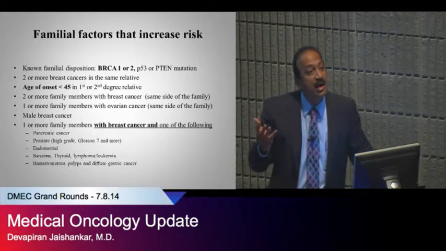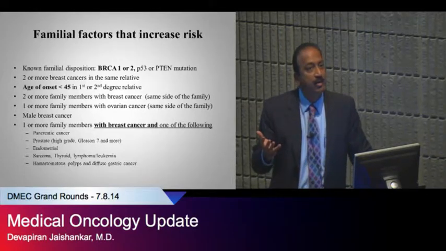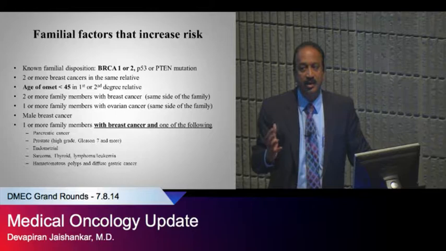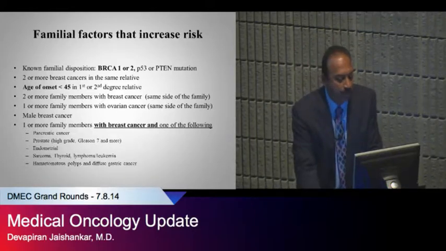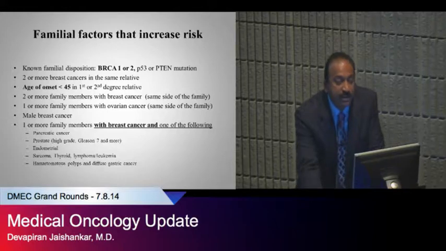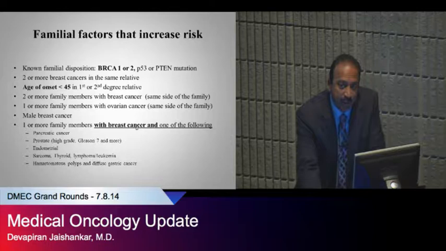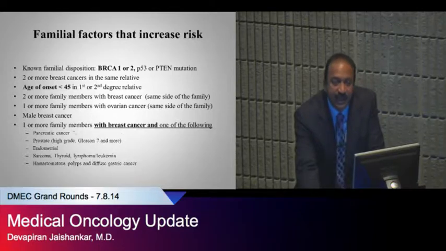And if they tell me I have a cousin who's not even a first degree relative, who's 28 and diagnosed with breast cancer, you better sit up and watch there. You've got to start putting them into the Gail model, BRCAPRO model. Male breast cancer brings up a red flag. And then if you have a patient or a family member with breast cancer and any one of these other cancers, that's a red flag again.